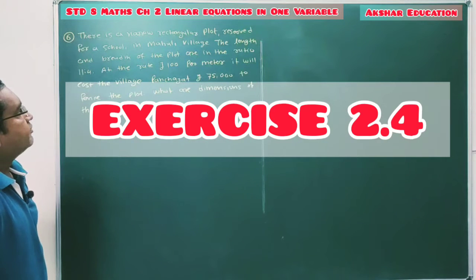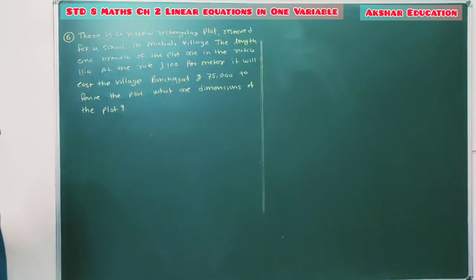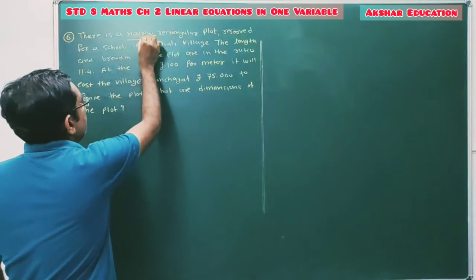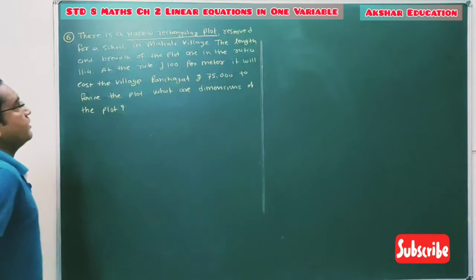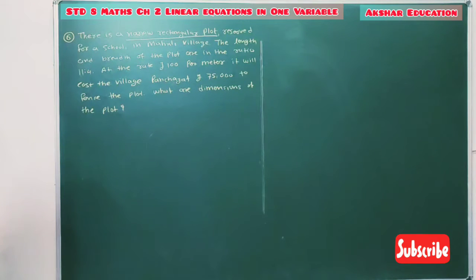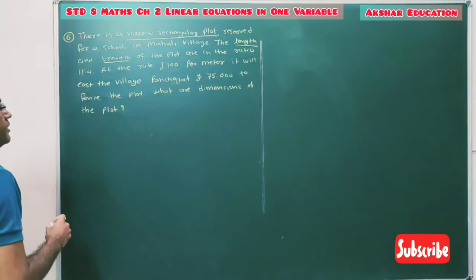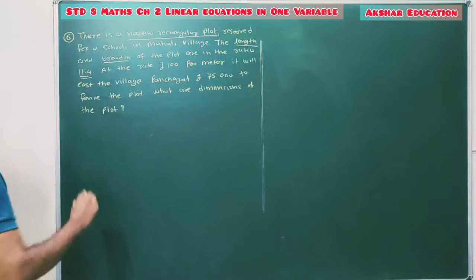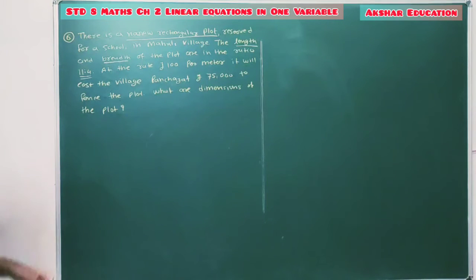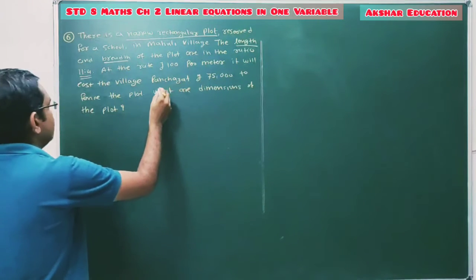There is a narrow rectangular plot reserved for a school in Moholi village. The length and breadth of the plot are in the ratio 11:4. At the rate of 100 rupees per meter, it will cost the village panchayat rupees 75,000 to fence the plot. Total cost of fencing.